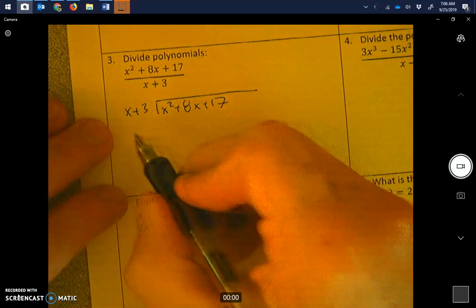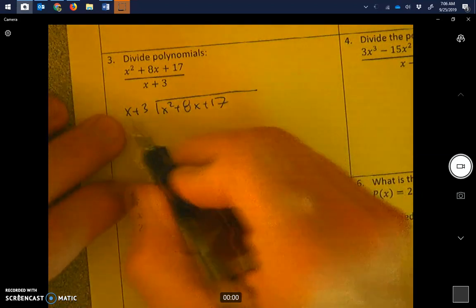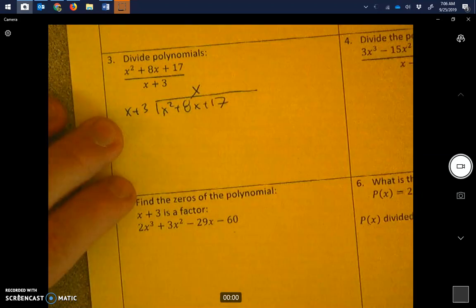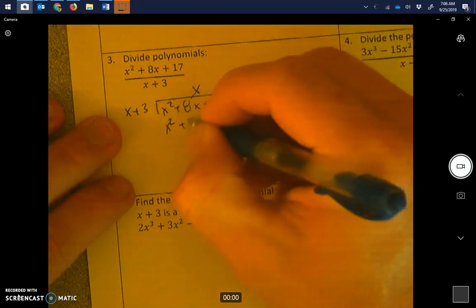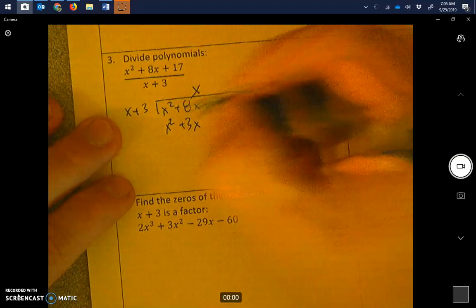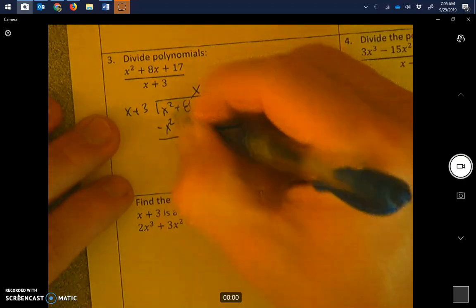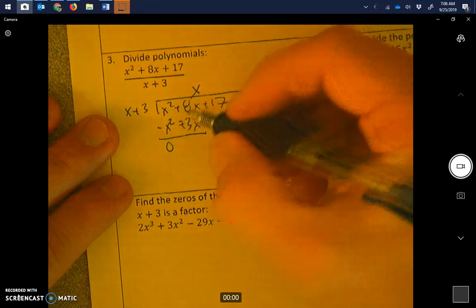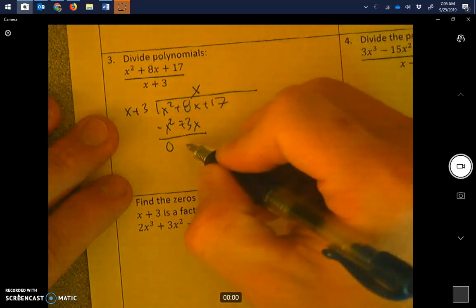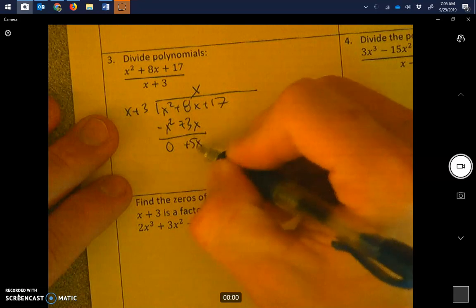Okay, so what times x equals x squared? That's just x. So then we go x times x is x squared. x times 3 is 3x. We're subtracting, so flip the signs. This is 0. Remember, if this is not 0 over here, you're doing something wrong. And 8 minus 3x is positive 5x.